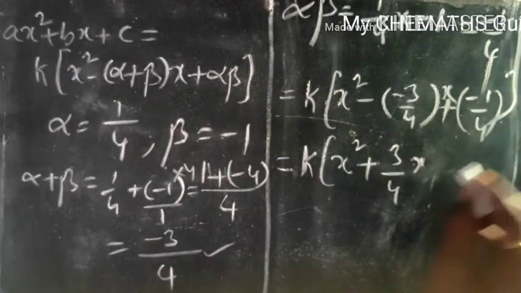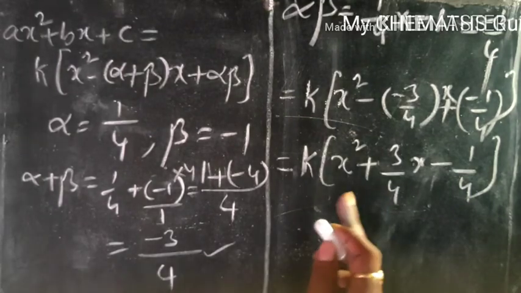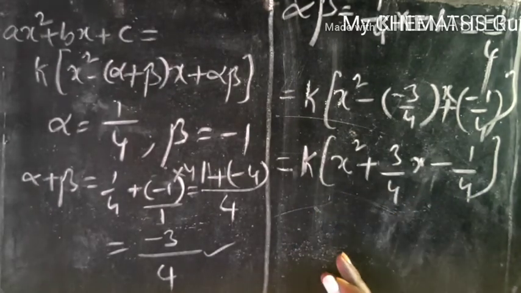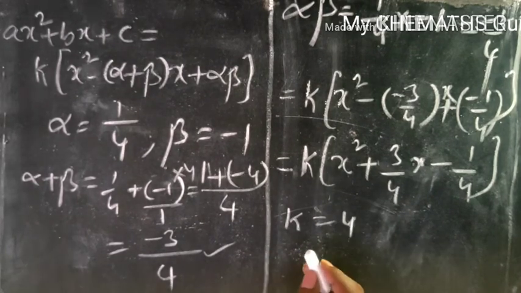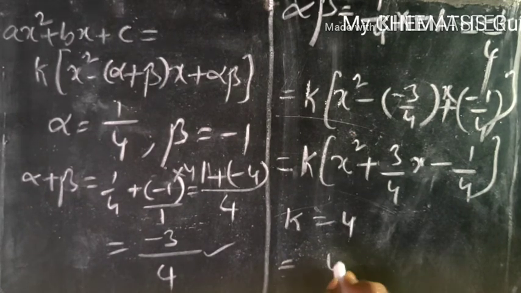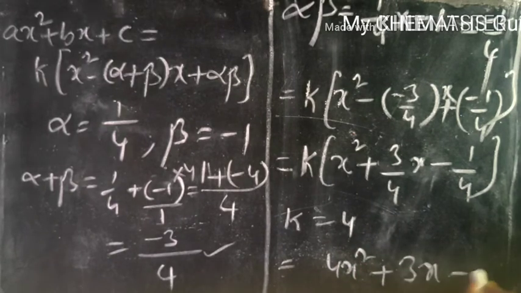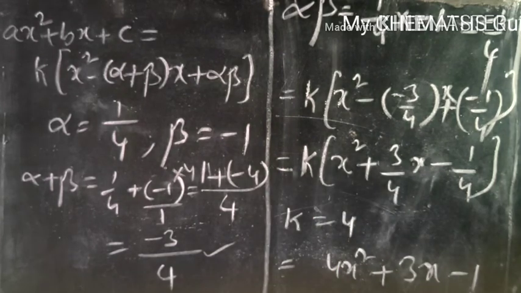Sorry, here I missed x. Plus into minus, minus 1 by 4. We can keep it like this. But you can take different values for k. When k is equal to 4, this quadratic polynomial becomes 4x square plus 3x minus 1. It is the answer. How? Put 4 here and multiply by 4. So this is the method to find a quadratic polynomial when two zeros are given. Is it clear?